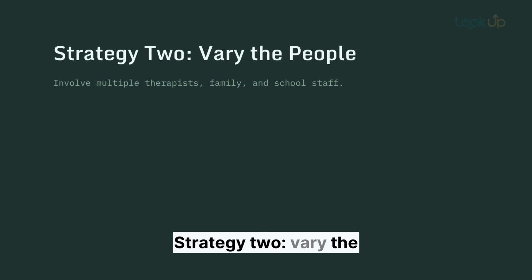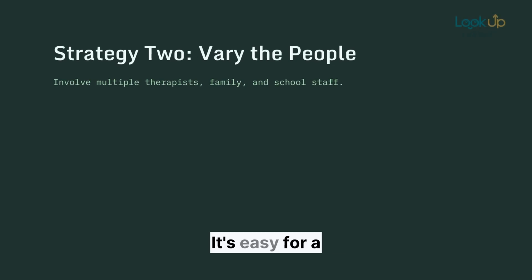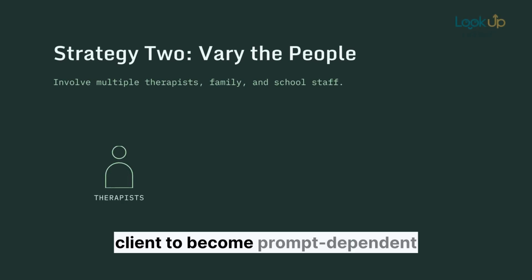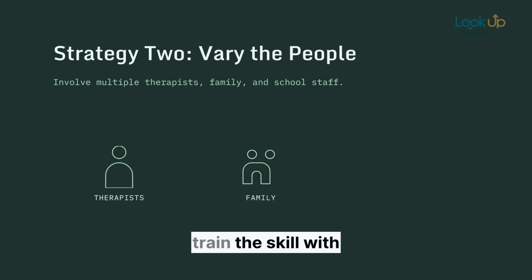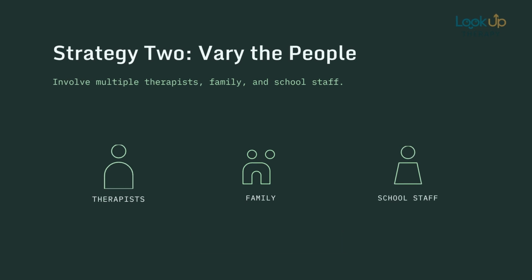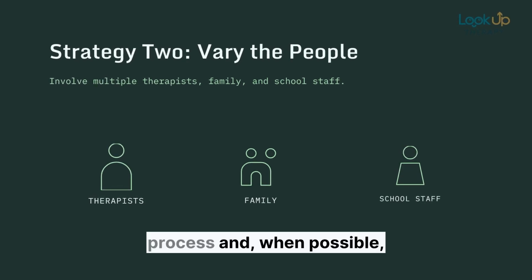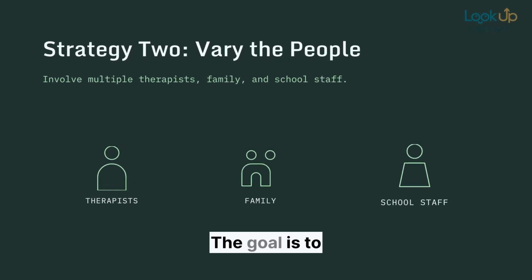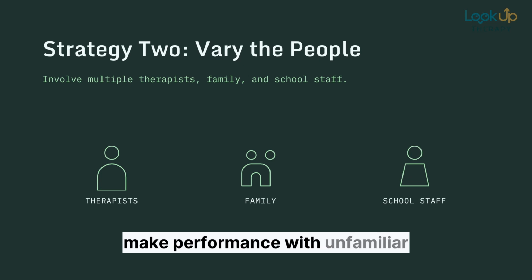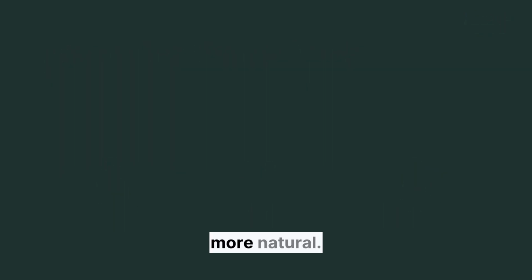Strategy 2. Vary the people. It's easy for a client to become prompt dependent on a single instructor. To combat this, we train the skill with multiple therapists. We also involve the family early in the process and, when possible, include school staff. The goal is to make performance with unfamiliar people more likely and more natural.